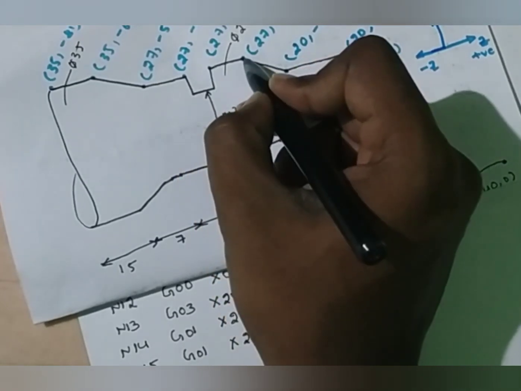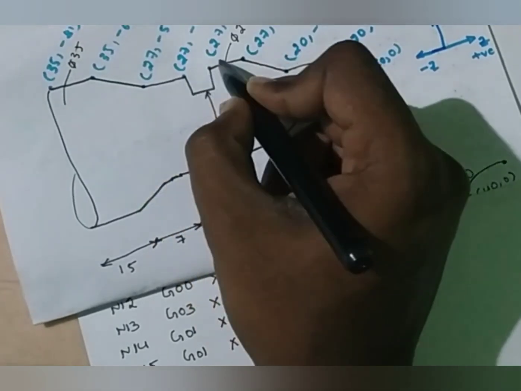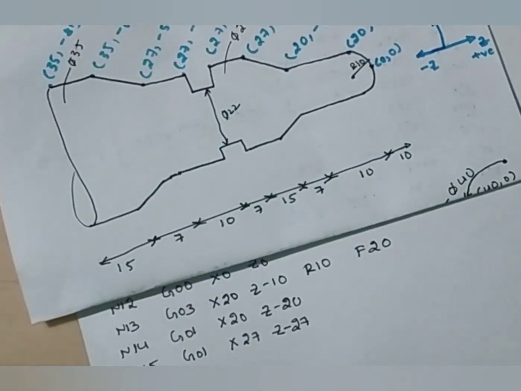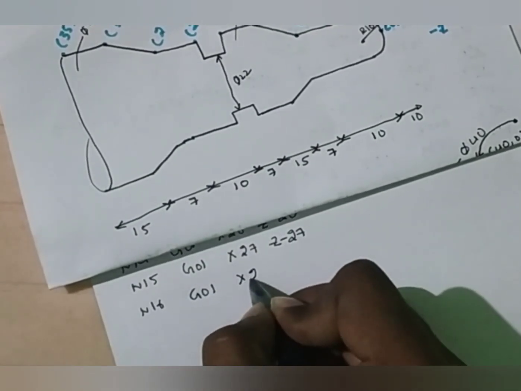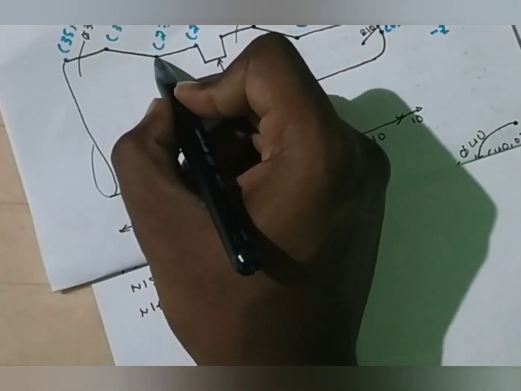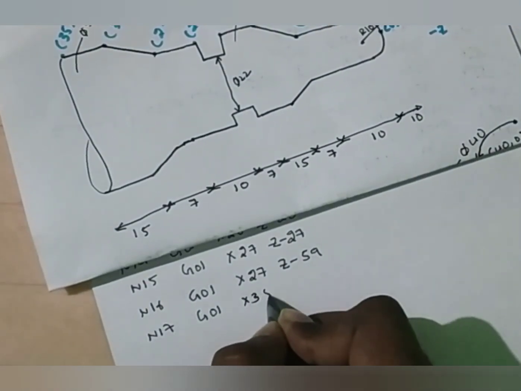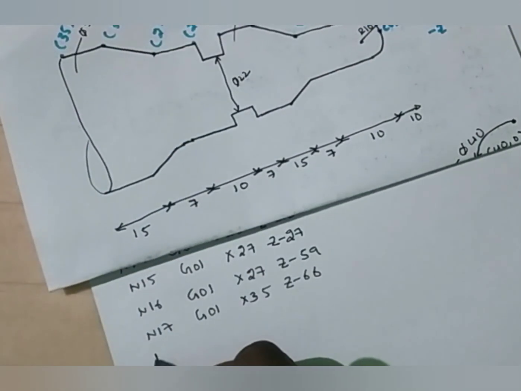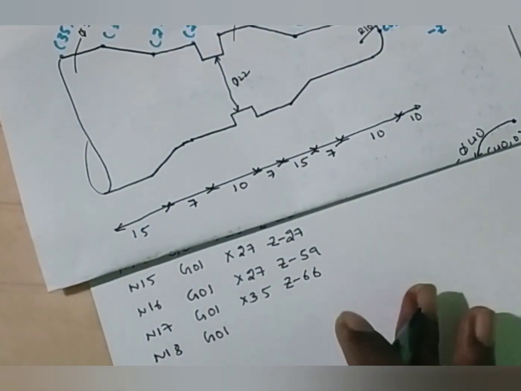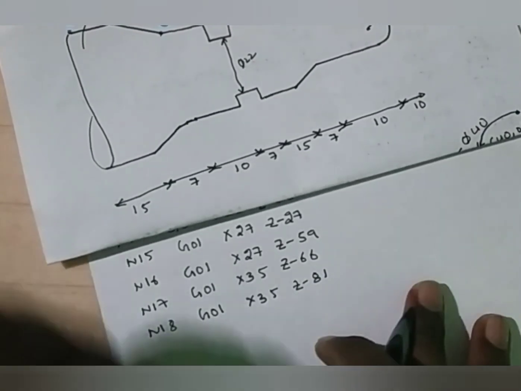But instead of moving the tool from this point to this point, we can directly move the tool from this point to this point because there is no change in diameter. Therefore N16, G01, X27, Z minus 59. Now the tool is here. Now we have to move the tool from this point to this point. It is N17, G01, X35, Z minus 66. Now we have to move the tool from this point to this point. N18, G01, X35, Z minus 81. Okay, now the turning operation is over.